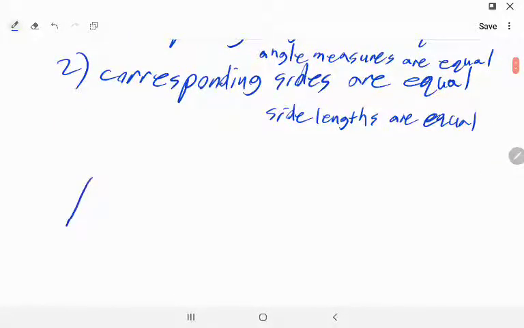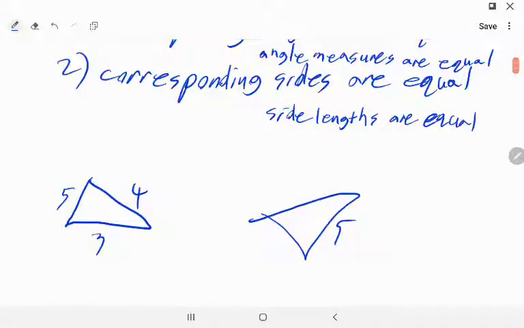If one triangle has sides 5, 3, 4, and the other triangle is 5, 3, 4, the fact that they're rotated around doesn't matter. They're still going to be congruent because they have the same side lengths. At least they're supposed to. Again, the drawings will not always be perfectly to scale.